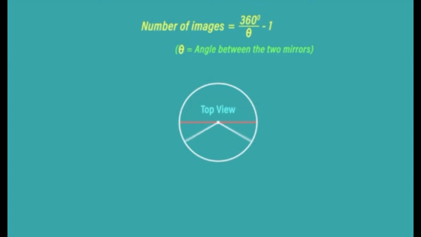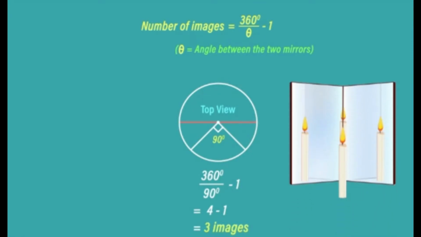Given an angle between the mirrors, there is a way in which we can find the number of images formed. The formula goes something like this. The number of images is equal to 360 degrees divided by theta, minus 1, where theta is the angle between the 2 mirrors. This formula tells us the number of images formed. So when the angle between 2 mirrors is 90 degrees, we substitute theta as 90 degrees. Hence, the answer is 3. Therefore, when the angle between the mirrors is 90 degrees, we get 3 images.